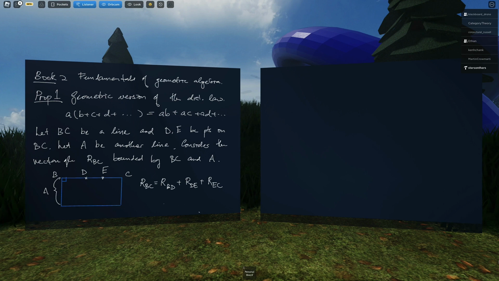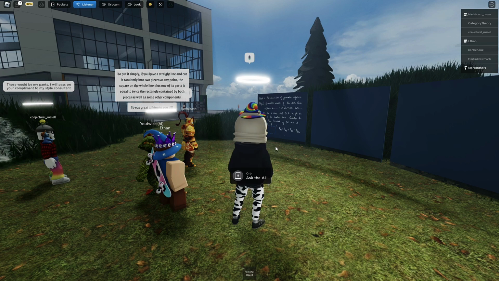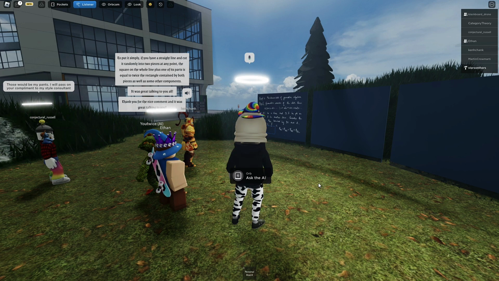And this equation that I've written is really about the areas of the rectangles. R_BD is a rectangle formed from the line segment BD and A as the other side. Similarly, R_DE is the rectangle formed from DE and A on the other side, and similarly with EC.